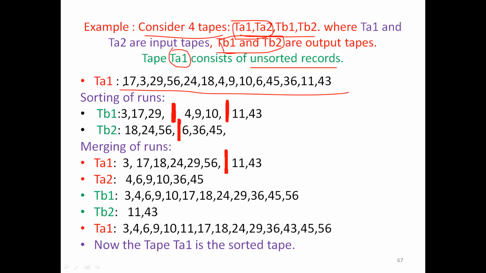So I am considering each and everything as a record. So far we have talked about elements. Here we are talking about records. For example, each record is said to be an employee in a company.